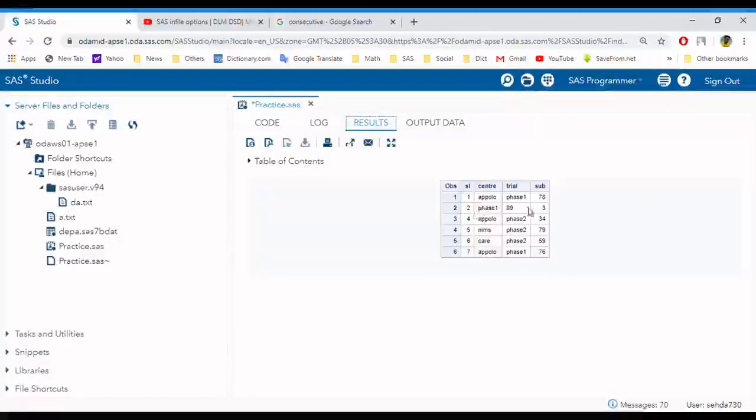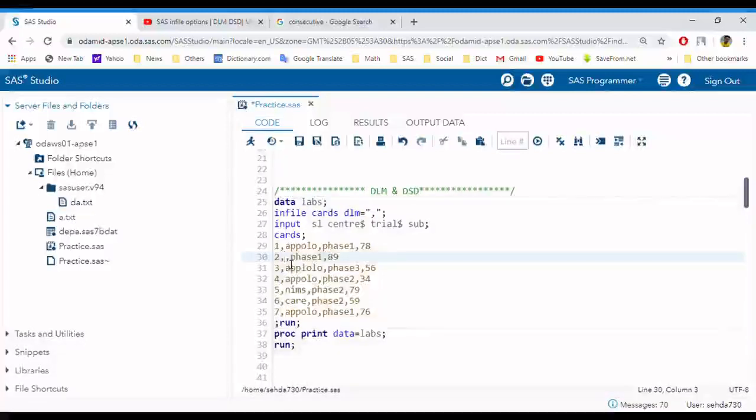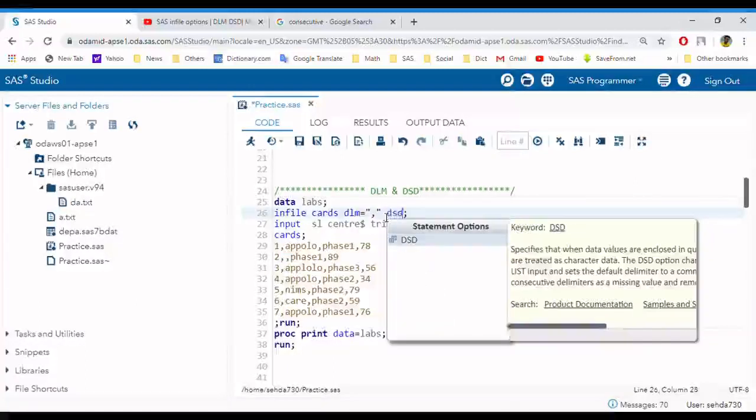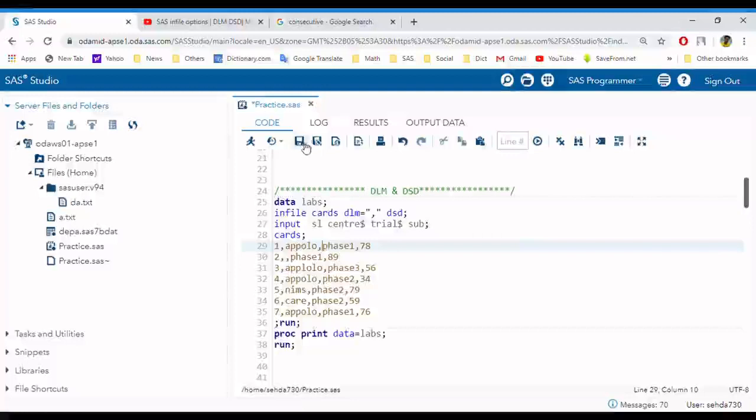6 observations. Things messed up. What happened? These two consecutive commas were considered as a single comma by SAS. So that's why 2 went to serial number, and then the two consecutive commas were considered one comma, and that phase one went to center, and then trials. To overcome that, we have to use DSD. So this is when we use DSD along with the DLM. Do remember this thing.